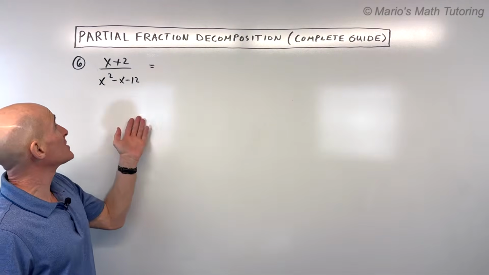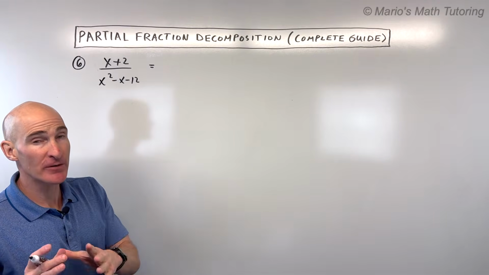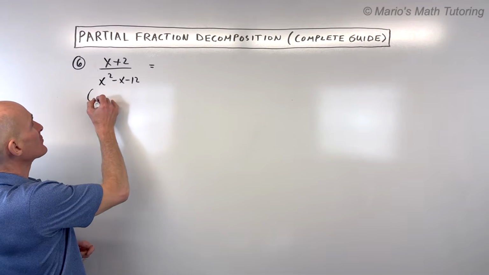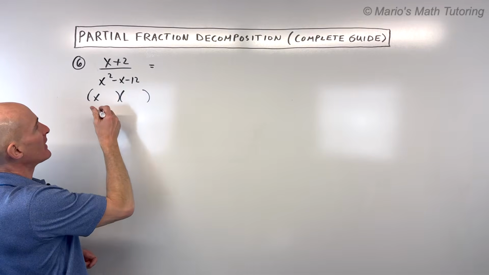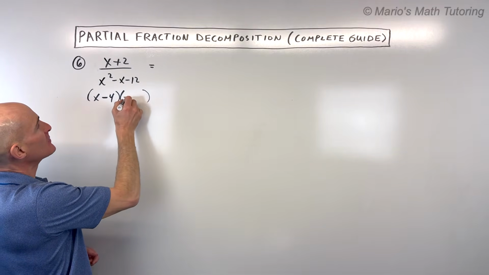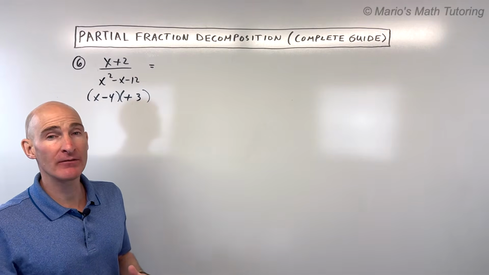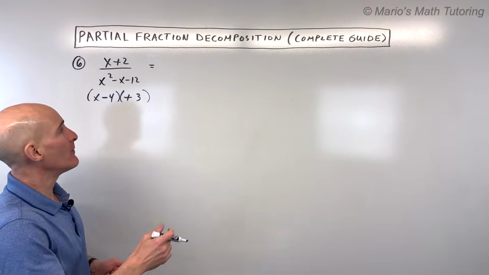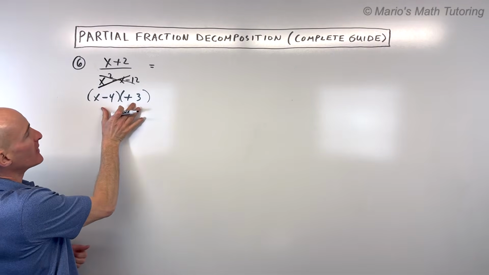Okay, so for number 6, we've got x plus 2 over x squared minus x minus 12. First step is you want to factor the denominator as much as you can. So when we factor this, what two numbers multiply to negative 12, but add to negative 1? That's going to be negative 4 and positive 3. Now, if you need to review factoring, I've got a video about how to learn all the different types of factoring. You can check that out. But I assume at this point you know how to factor. So this is our denominator.